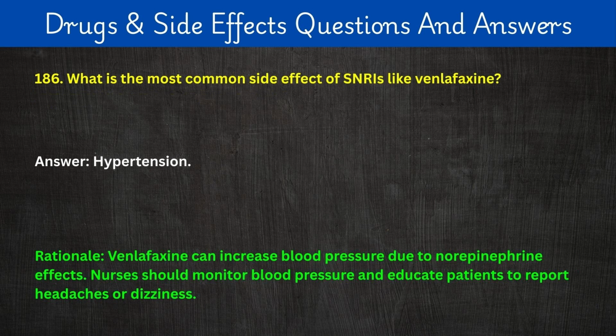186. What is the most common side effect of SNRIs like venlafaxine? Answer: hypertension. Rationale: venlafaxine can increase blood pressure due to norepinephrine effects. Nurses should monitor blood pressure and educate patients to report headaches or dizziness.